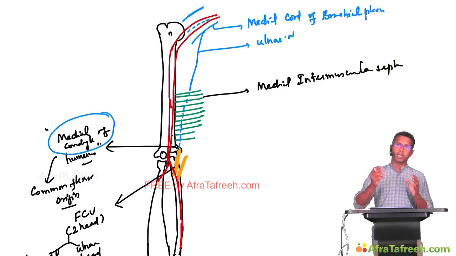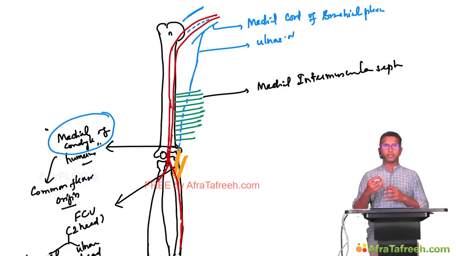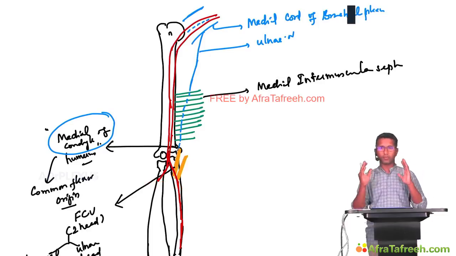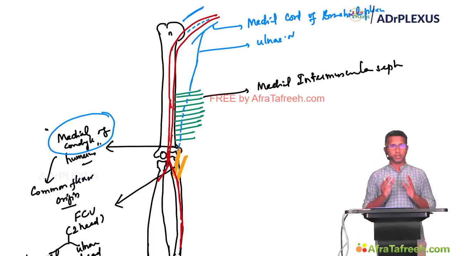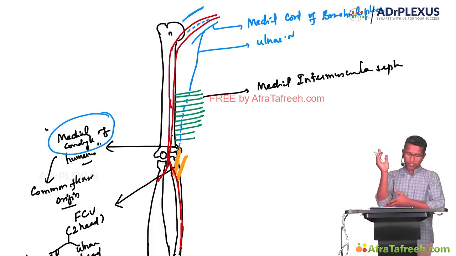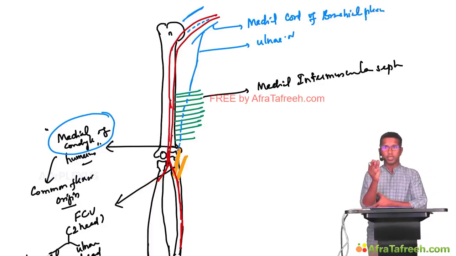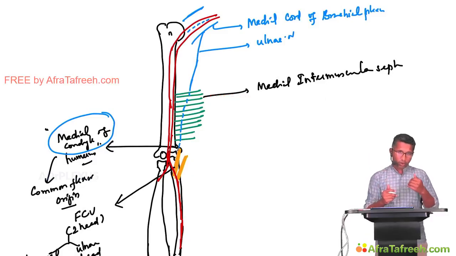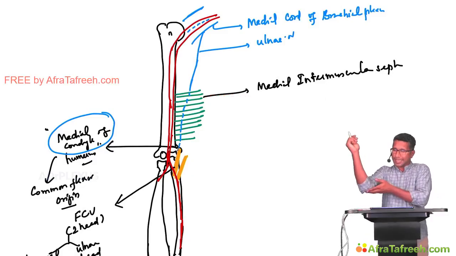So suppose somebody asks you, there is a fracture of the medial condyle of the humerus, what is the nerve that is injured? Blindfolded you can answer, it is the ulnar nerve. Whenever there is a fracture of the medial condyle of the humerus, the ulnar nerve is the one which is injured here. Now when this nerve crosses behind the medial condyle, it is easily palpable.